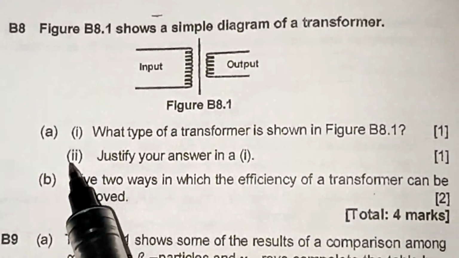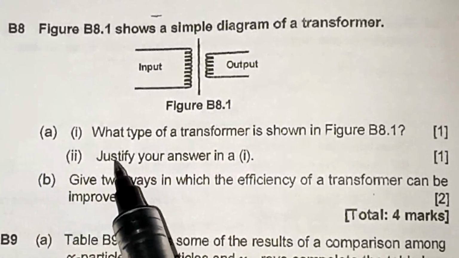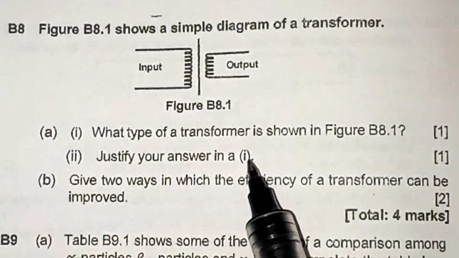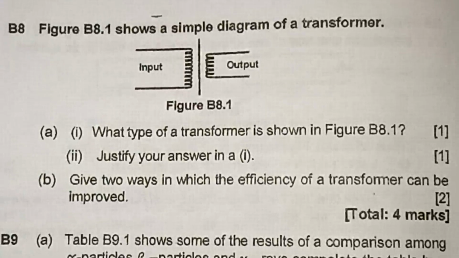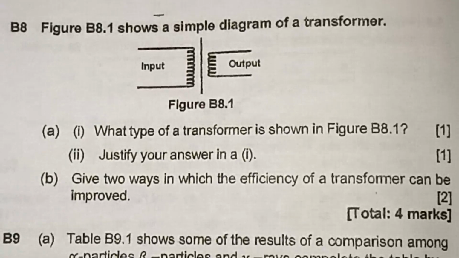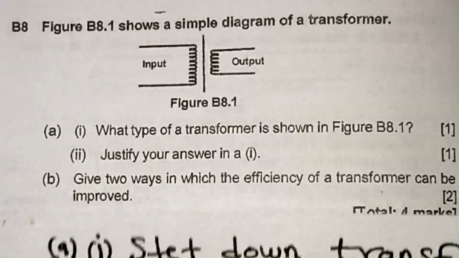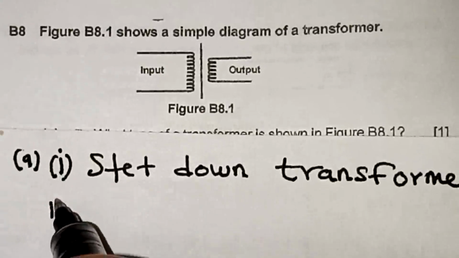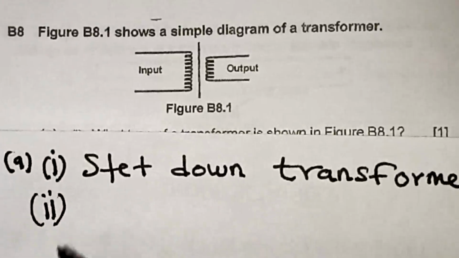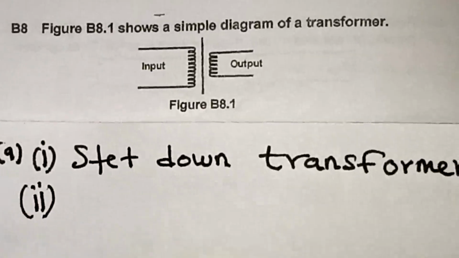Now, question 2 of A, they are saying justify your answer in A1. So how did I know that this is a step down transformer? That's what they want me to explain.